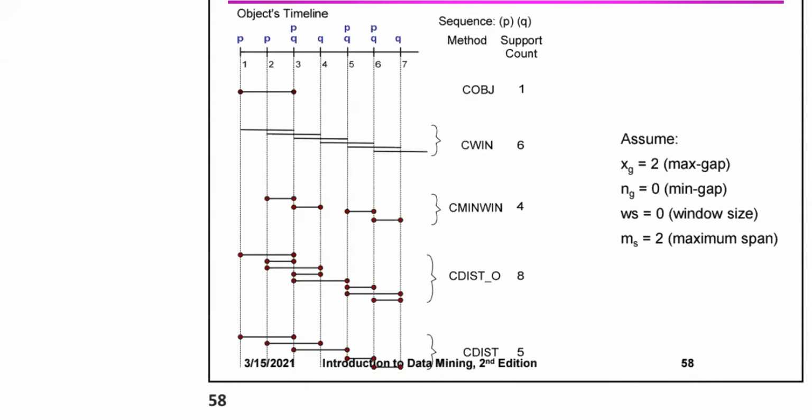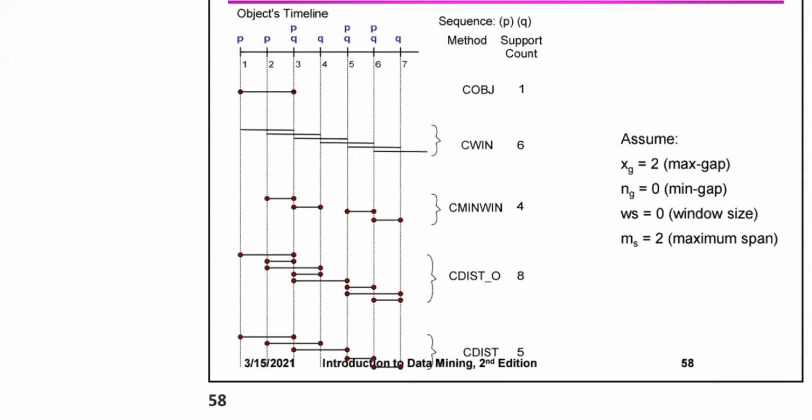In the distinct method, you have to represent it as distinct occurrences with no event timestamp overlap allowed. So here you don't have any overlaps. In the previous case, the overlap occurred, but here you don't have overlaps. That is the only thing you have to consider.